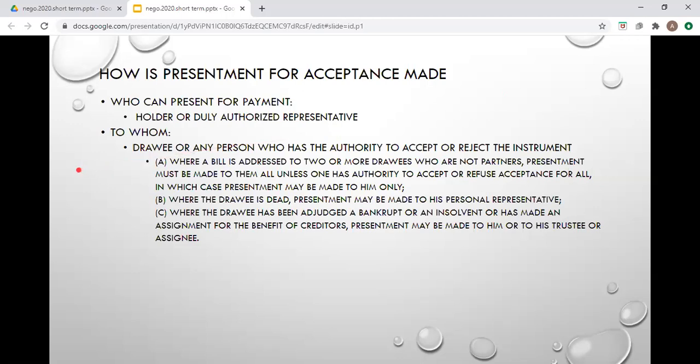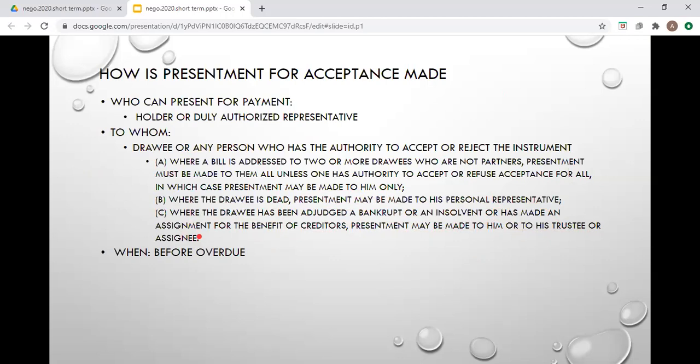So take note, it does not mean that if you're already bankrupt as a DRAWEE or insolvent as a DRAWEE or you have already transferred your right to another, that you can no longer be made liable, okay, in the instrument. Pwede pa rin kasi sinasabi dito, presentment may be made to the DRAWEE himself or to the trustee or assignee. And then, when should you present the instrument for acceptance?